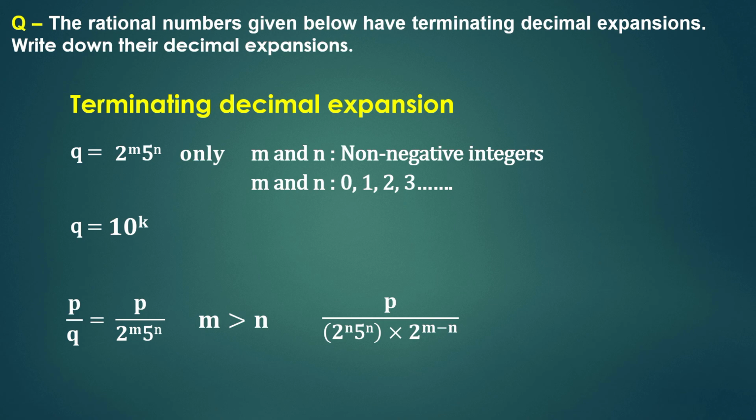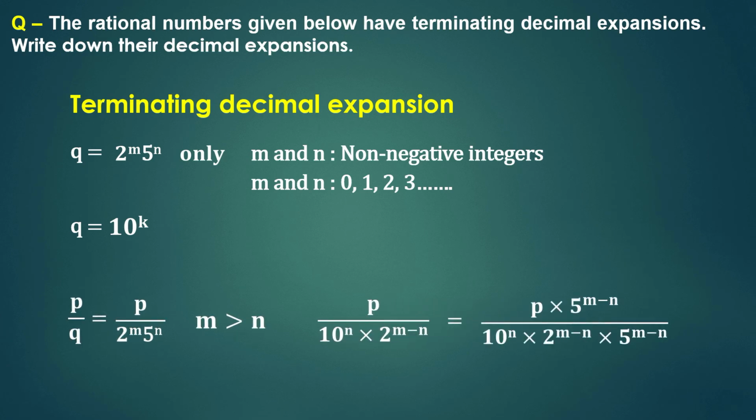We have taken the powers of 2 and 5 as n separately, so we can get 10 to the power n into 2 to the power m minus n in the denominator. Our aim is to obtain a denominator of the form 10 to the power k, where k is an integer. We have got here 10 to the power n, and we also have 2 to the power m minus n. Now, how do we convert 2 to the power m minus n as a power of 10? Let us see. We will multiply the numerator and denominator with 5 to the power m minus n.